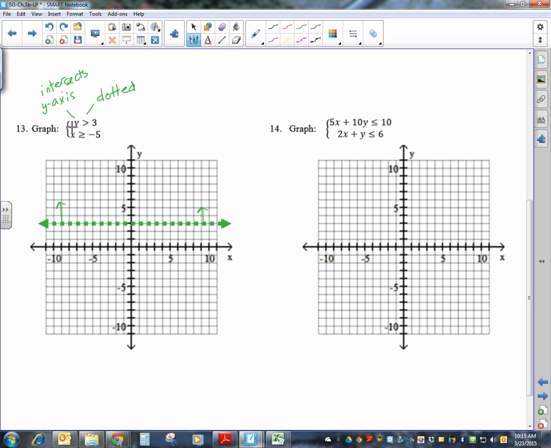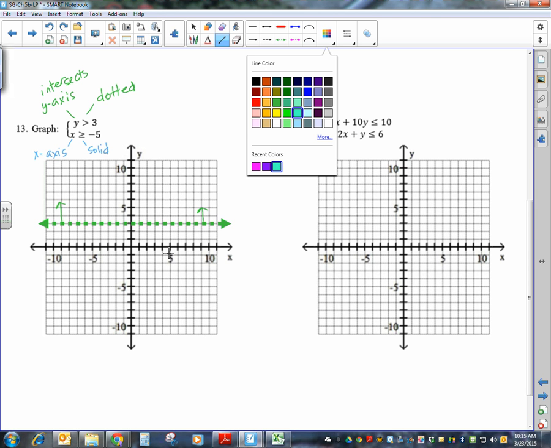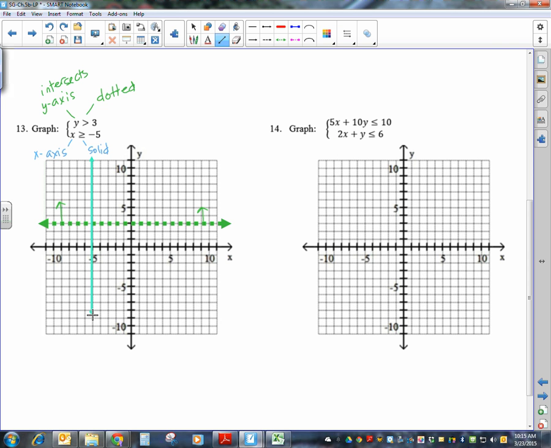When I go to x is greater than or equal to negative 5, this one is going to intersect your x-axis. I didn't write x. At negative 5, and my line is going to be solid. So we'll go get my line. I need a solid line this time, and it will be through at negative 5. So this is negative 5. Okay, and x is greater than, so greater than is this way.